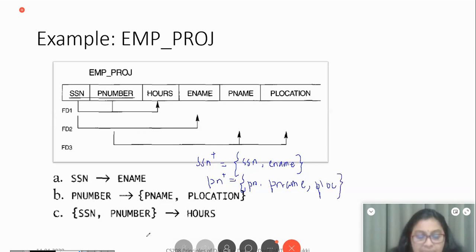Similarly, I find the attribute closure of the attribute set SSN P number. So SSN P number will have SSN, P number, and then hours. Then, because it has P number, I have an FD here which has P number on the left-hand side. So I can include all the attributes on the right-hand side of this FD in my attribute closure set. So P name and P location will also form a part of the attribute closure of SSN and P number. I think I have the solution in the next slide.